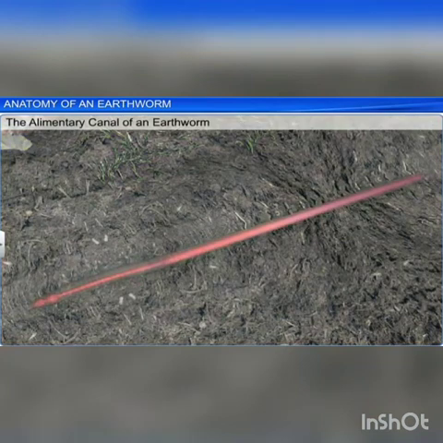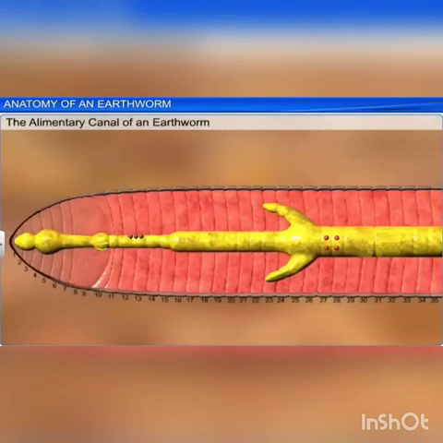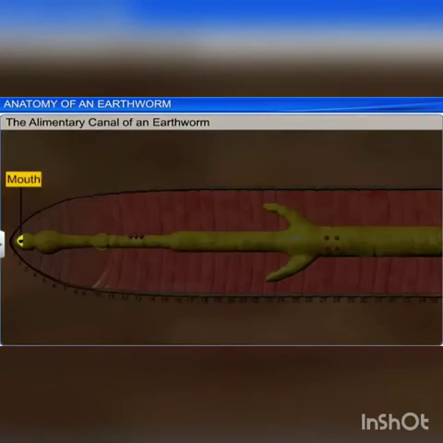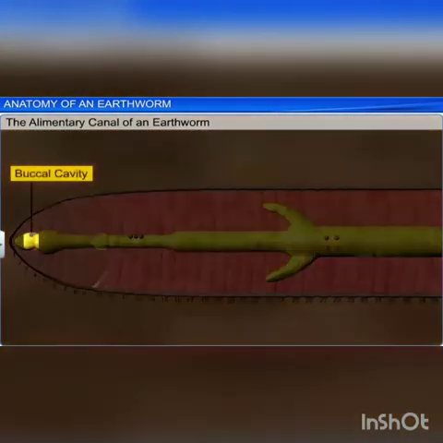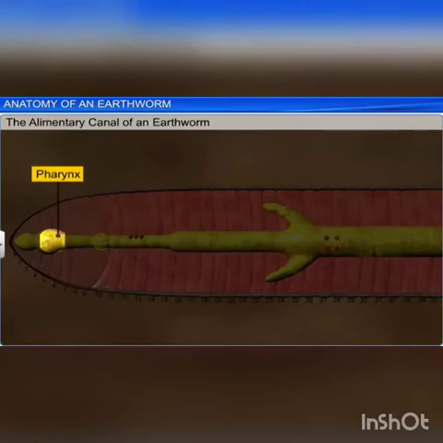Next we see the digestive system of the earthworm. The digestive system consists of the alimentary canal and the digestive glands. The alimentary canal runs as a straight tube throughout the length of the body from the mouth to the anus. The mouth opens into the buccal cavity, which occupies the first and second segments. The buccal cavity leads to a thick muscular pharynx, which occupies the third and fourth segments, and it is surrounded by a gland called the pharyngeal gland.